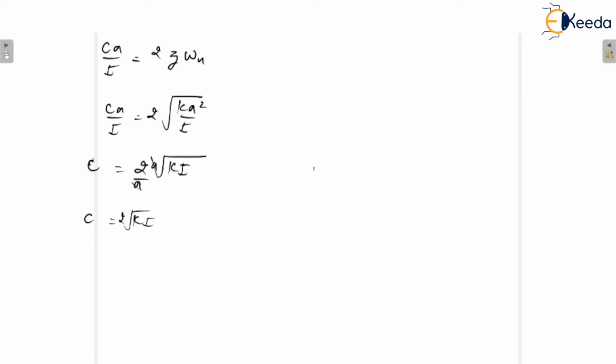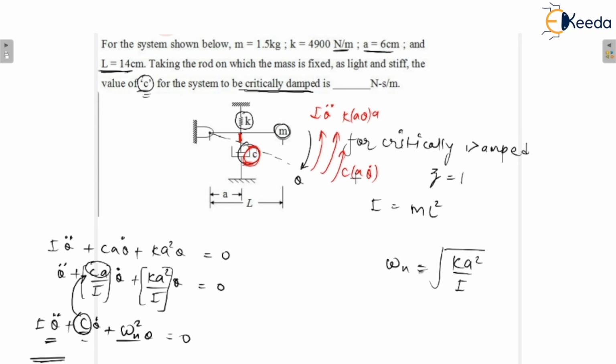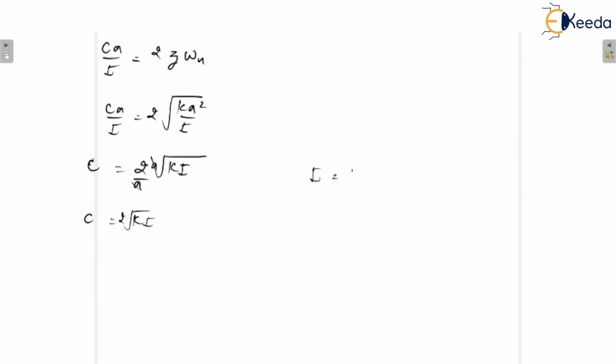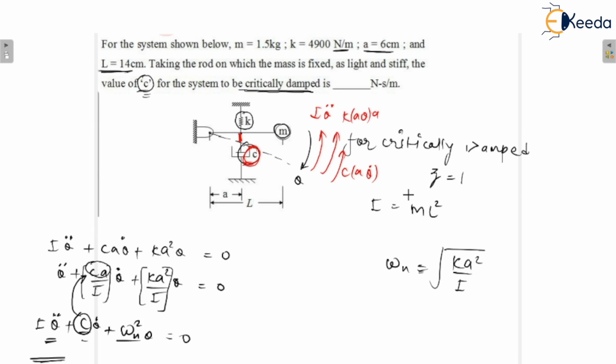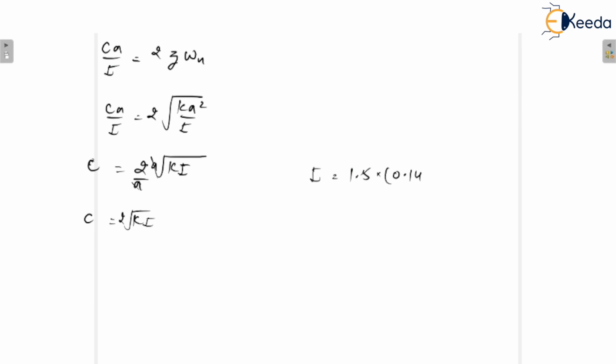And the value of I we can calculate here. I is equal to m L square, where m is 1.5 and L is 0.14. That means 0.14 square. So it would be 0.0294 kilogram meter square.